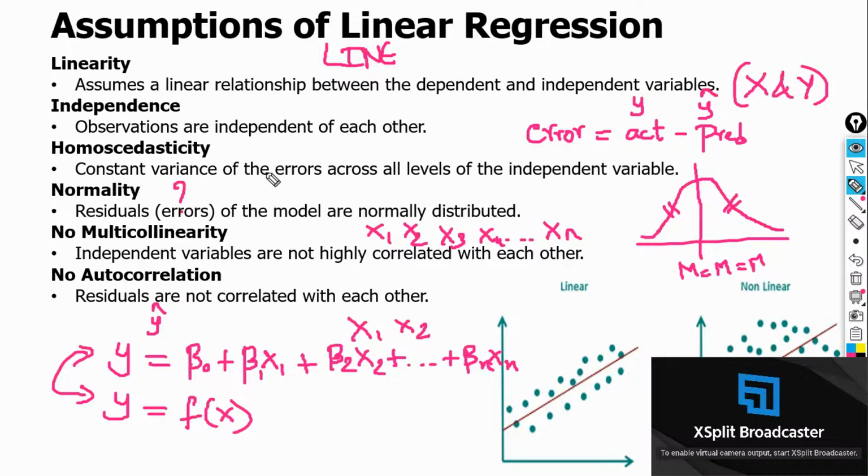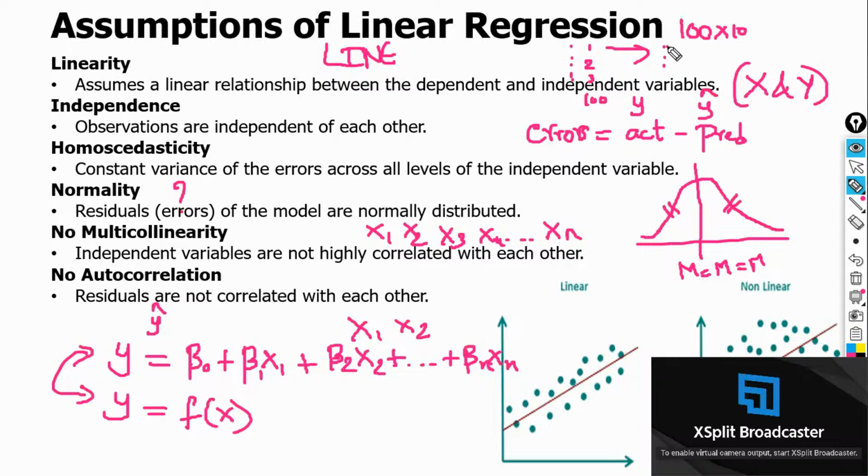If you take the errors, why are we referring to errors? Friends, if I have 100 records and 10 columns, when I pass each record, I get one error. I pass the first record, I get a prediction. I also have the actual value. Actual minus predicted gives the error. In this way, I get 100 errors.